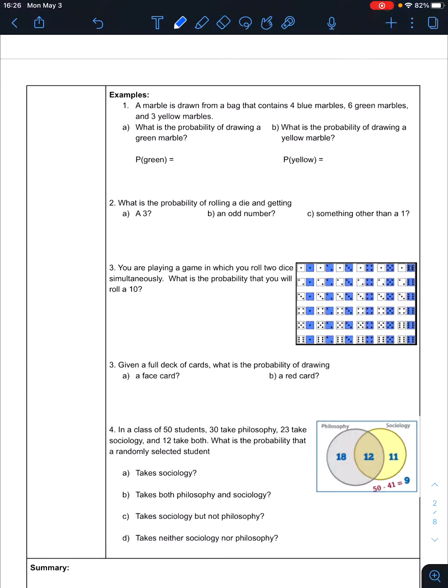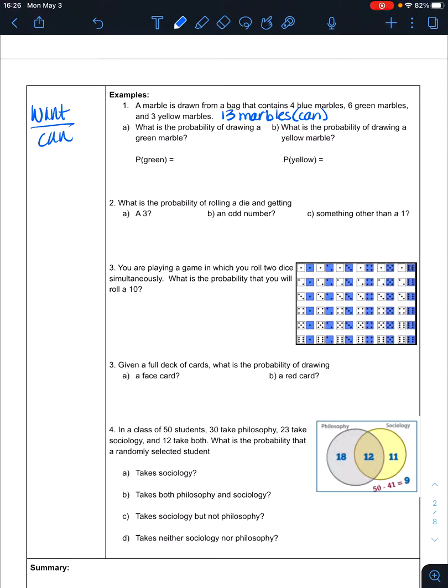So let's look at some probabilities. Remember, what we're looking for is what makes us happy, what we want, over the situations that can happen. A marble is drawn from a bag that contains 4 blue marbles, 6 green marbles, and 3 yellow marbles. That means I have 13 marbles in all. So that's what can happen. I can choose 13 marbles.